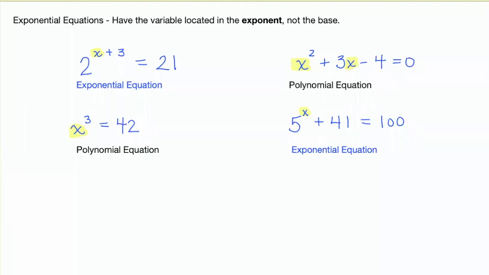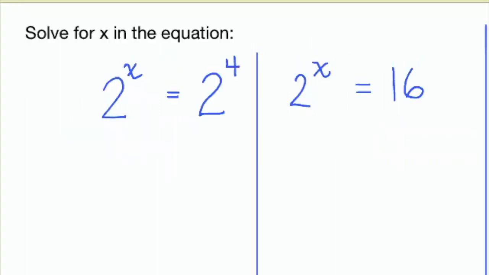Next, we're going to talk about how to solve these exponential equations. All right, in our first example, if I ask you to solve for x in the equation 2 to the x equals 2 to the 4th power, that's ridiculously simple, right? I mean, you can just compare the exponents, and if 2 to some power has to equal 2 to the 4th, clearly we know x has to equal 4. So, in other words, when we notice that the bases are the same, we just set the exponents equal to each other, giving us the answer.